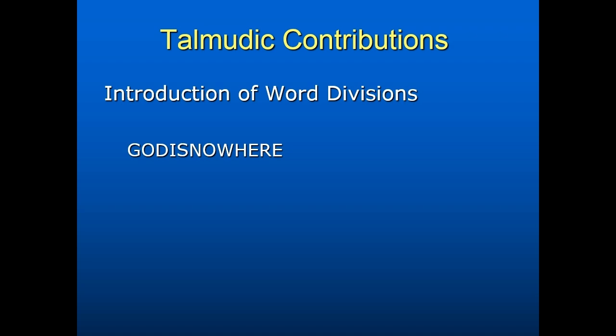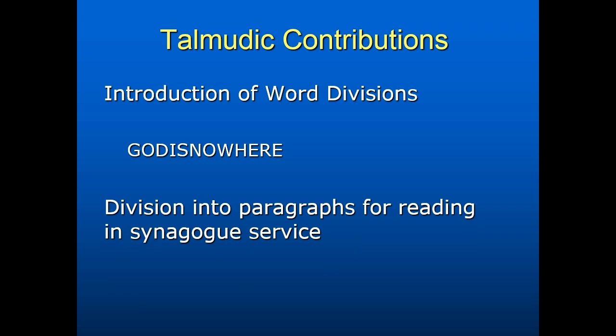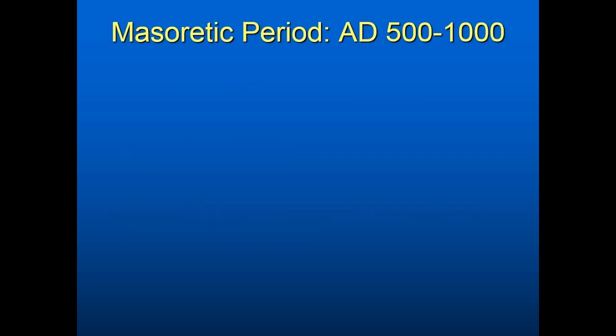The Talmudic rabbis also separated the sacred text into sections or paragraphs for use in public reading. As is true in denominations that follow the liturgical year, doing readings from Scripture on specified days, so the synagogues did, and the designated reader might not be well versed in Hebrew. Knowing where to begin and end a reading would avoid embarrassment. The next period to affect our text was the Masoretic, from about AD 500 to 1000.